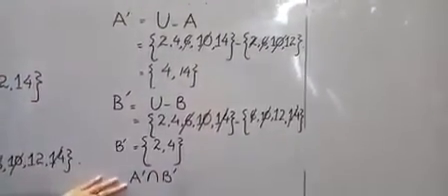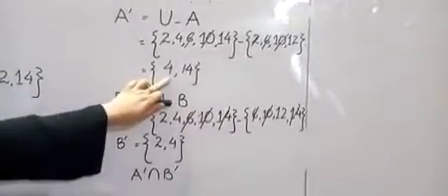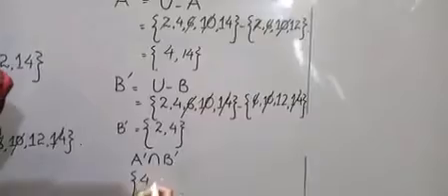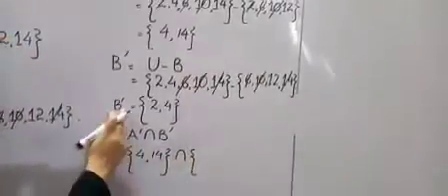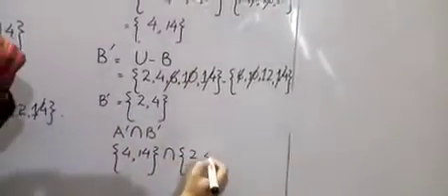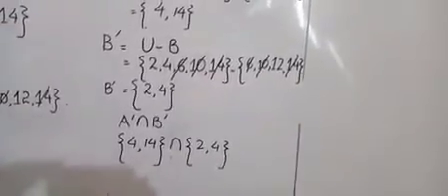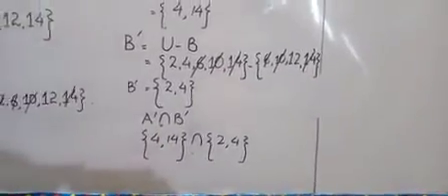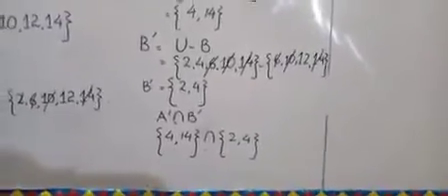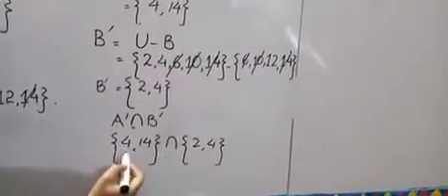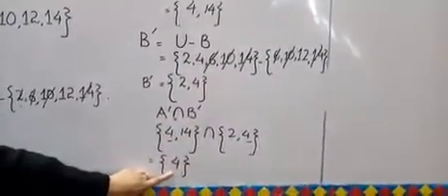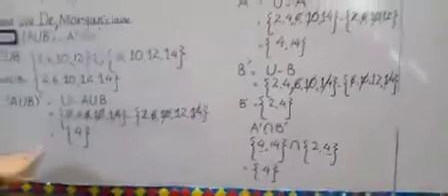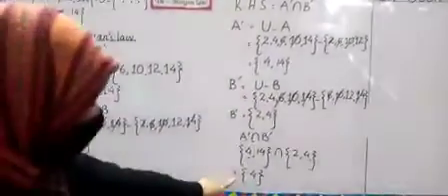So firstly I will write the answer of A complement. What is the answer of A complement? 4 and 14. And I am using this symbol, intersection. The answer of B complement is 2 and 4. Students, in intersection what we will do? As I told you, in intersection we are just taking common elements. So 4 and 4. So A complement intersection B complement is 4. So hence it is proved that our left hand side equals right hand side.